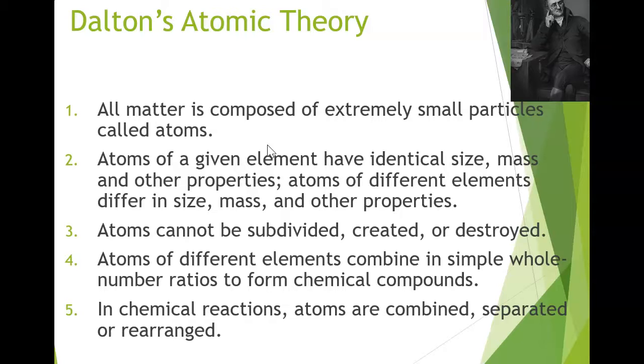Now, the only problem with Dalton's atomic theory was he messed up in 2 different spots. Two of these 5 are not correct. Can you figure out which 2 of the 5? Well, one of them is number 2: atoms of a given element have identical size and mass. That's not true, because atoms can have different masses if they have different amounts of neutrons. The other false one is number 3. He said atoms cannot be subdivided. Yes, they can. They can be divided into protons, neutrons, and electrons. Okay, so that's Dalton.